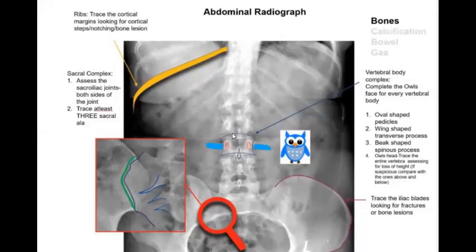So check the vertebral body and draw in your mind that you have this appearance in every vertebra. Then when you go up, you check the ribs one by one for any lesion or any fracture. Then you go to check the bones, the sacroiliac joints and the sacral foramina. Check the outline of the bones. Okay.